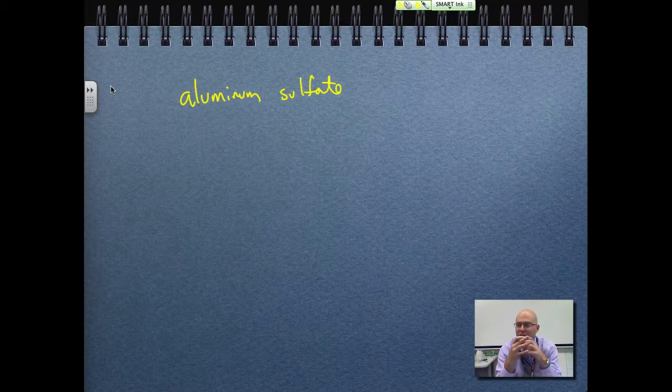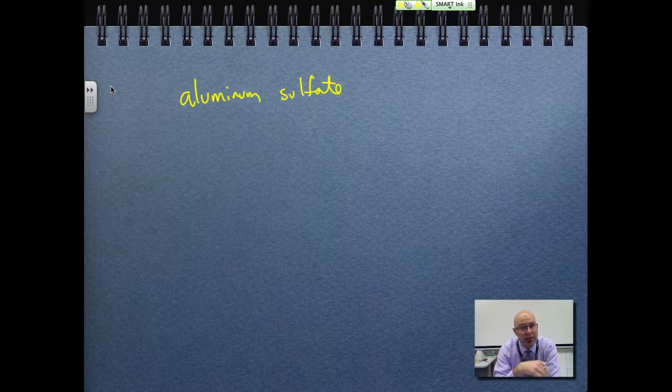So let's say we have a formula. Let's say it's aluminum sulfate. Okay, aluminum sulfate. So the reaction says, sodium sulfate and aluminum chloride react to produce blah, blah, blah, and it says aluminum sulfate. You need to know how to write the correct formula.